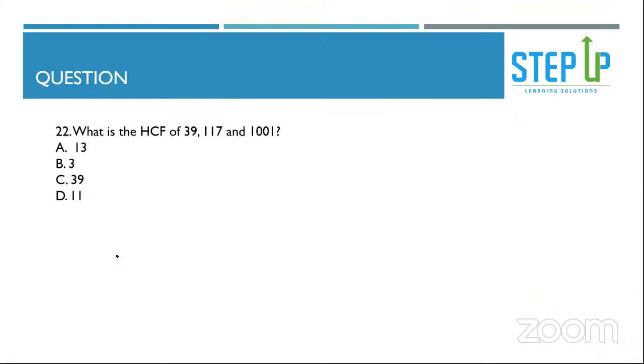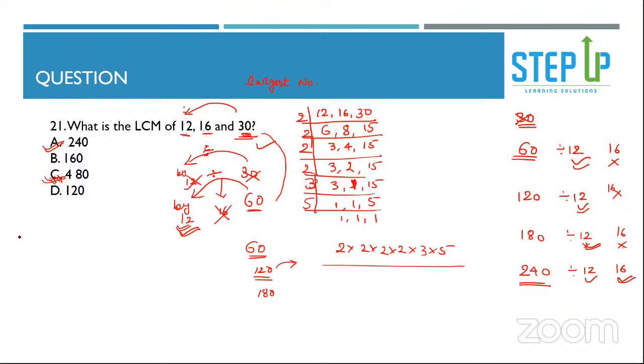We'll do one thing, we'll take some simple numbers. Okay, let's practice for you. 2, 3, 6, a very simple one. 6 is the largest number. Is 6 divisible by 2? Yes. Is 6 divisible by 3? Yes. So 6 will be the LCM. Let's take another set. 5, 10, 20. Is 20 divisible by 5? Yes. Is 20 divisible by 10? Yes. So 20 will be the LCM.